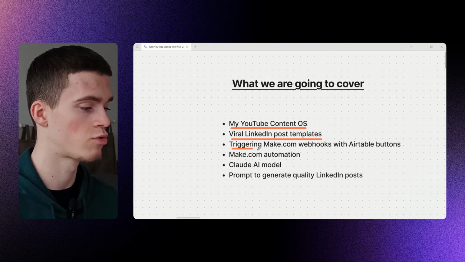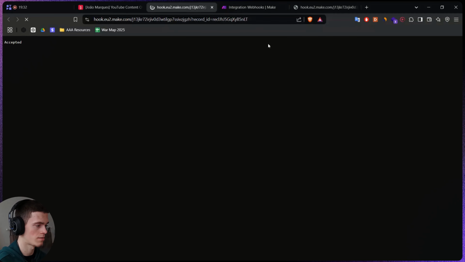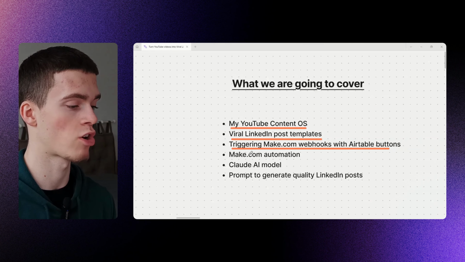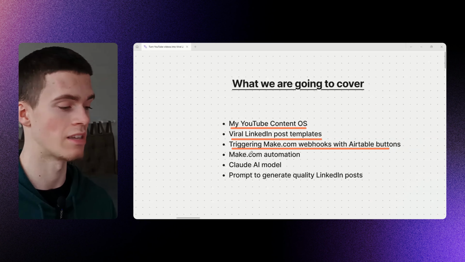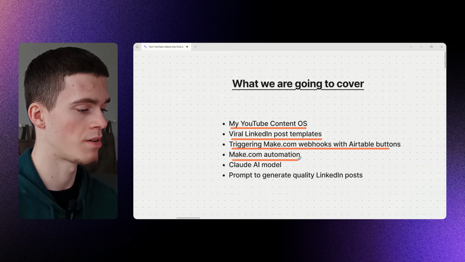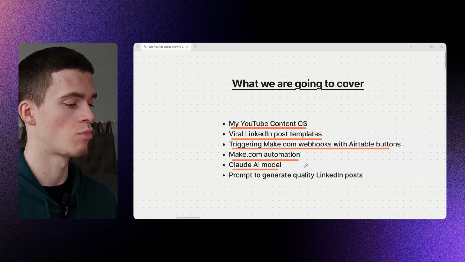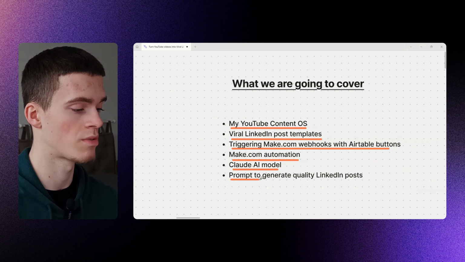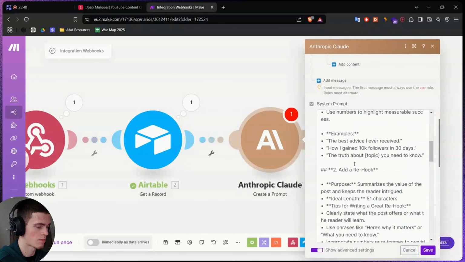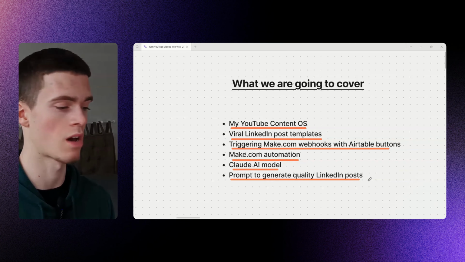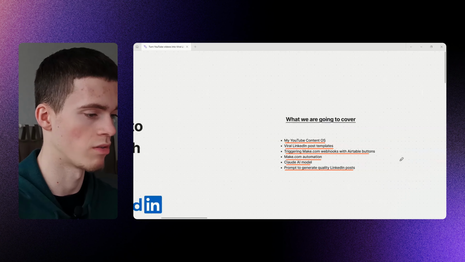Then we're going to talk about triggering make.com webhooks with Airtable buttons. So we're going to use Airtable buttons to trigger the make.com automation that will actually generate the LinkedIn posts. And then the make.com automation will use the LLM model Claude to generate the actual LinkedIn post. And Claude will use a really good prompt that I came up with to generate quality LinkedIn posts for us so that we can repurpose our YouTube content into viral LinkedIn posts.